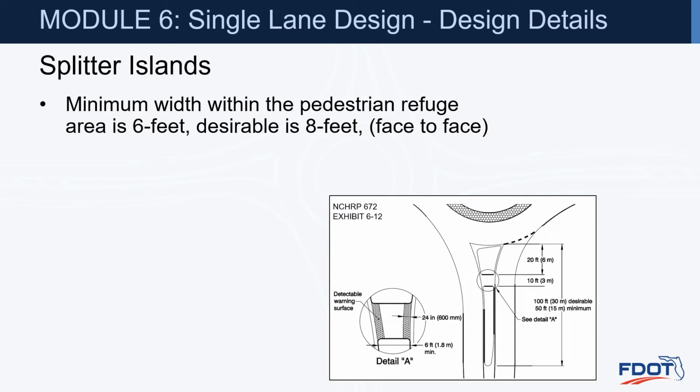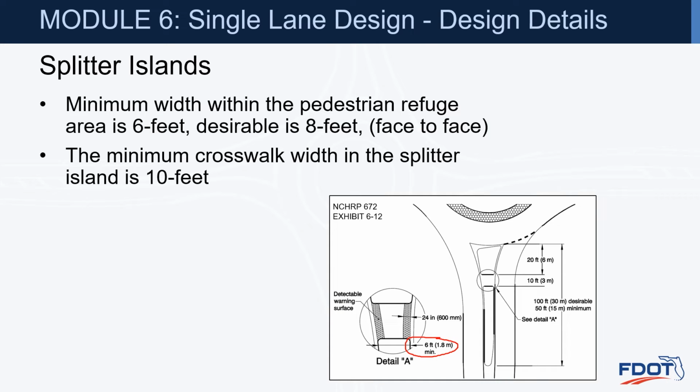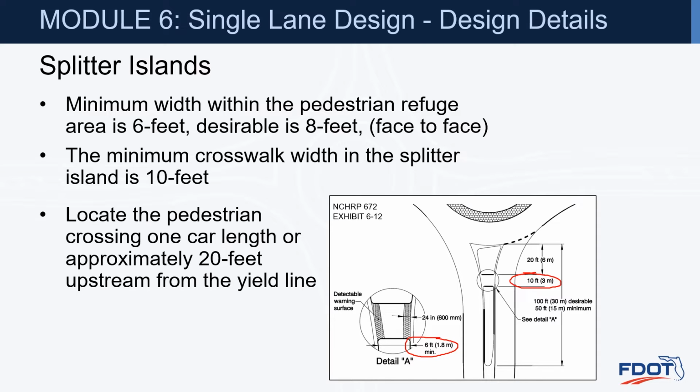The minimum width within the pedestrian refuge area is 6 feet, and 8 feet desirable at this location, providing enough space for somebody pushing a stroller or a bicyclist to sit in this refuge area. The minimum crosswalk width within the splitter island is 10 feet. And the location of the pedestrian crossing should be 1 car length or approximately 20 feet upstream from the yield line.